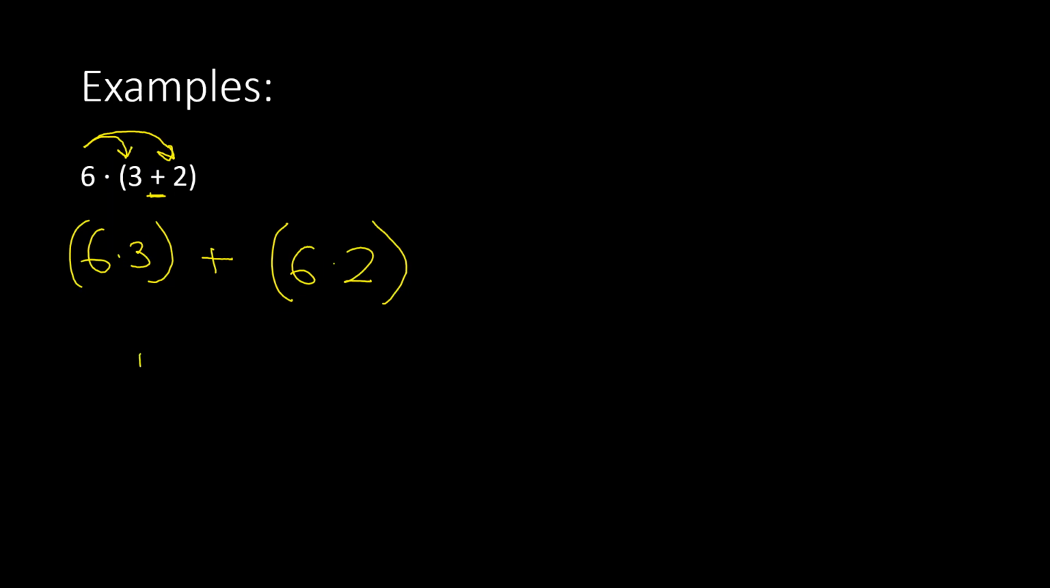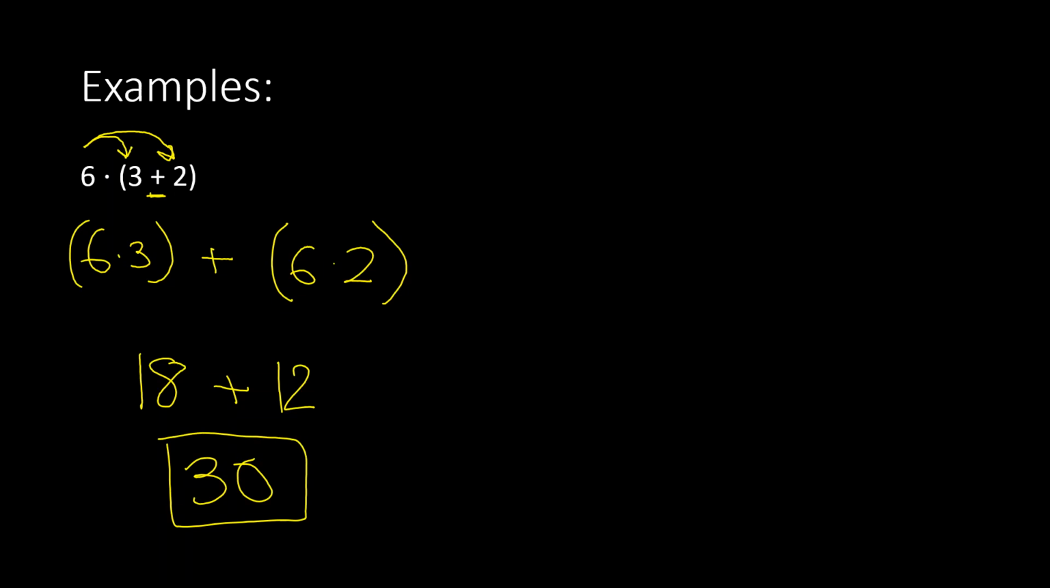Then you get 18 since 6 times 3 is 18, plus 6 times 2 is 12. And then finally you get 18 plus 12, which is 30. So that will be your answer for this equation.